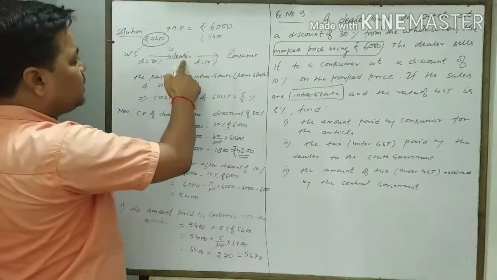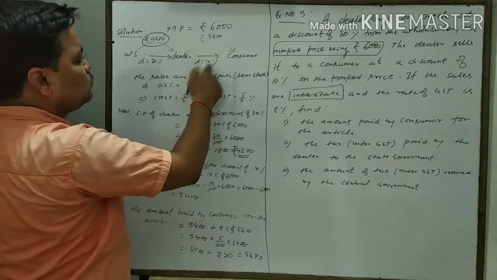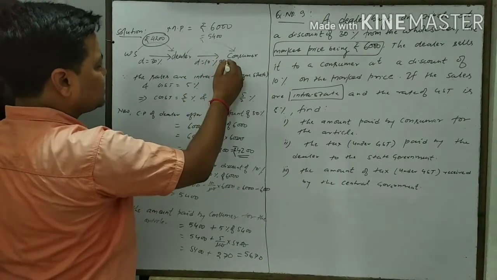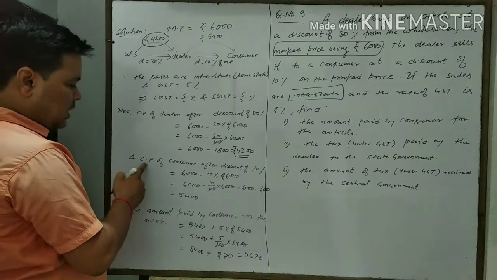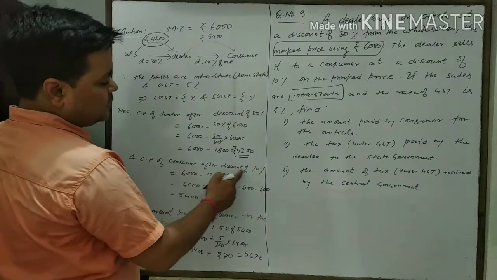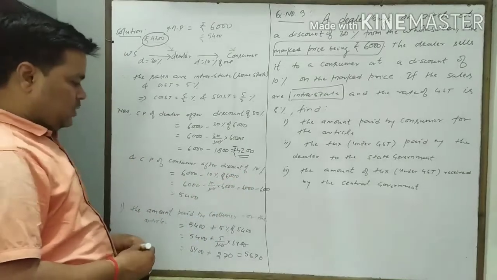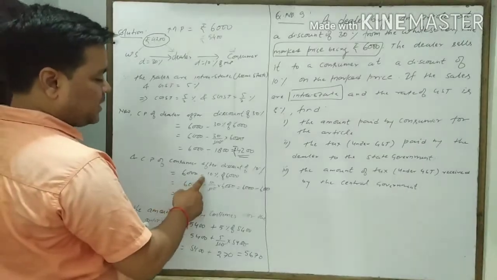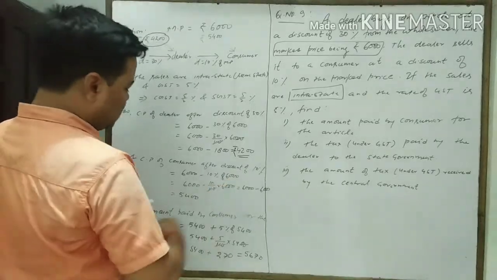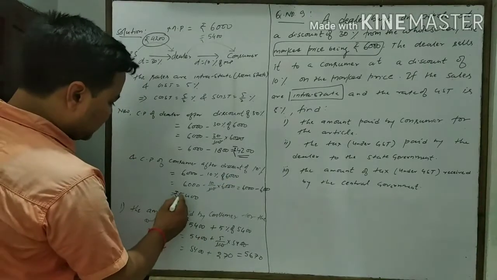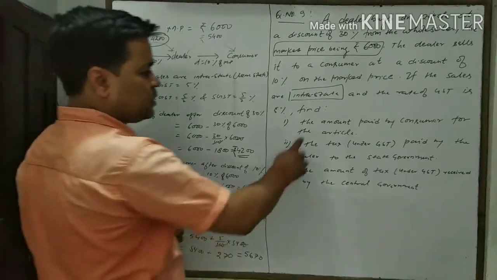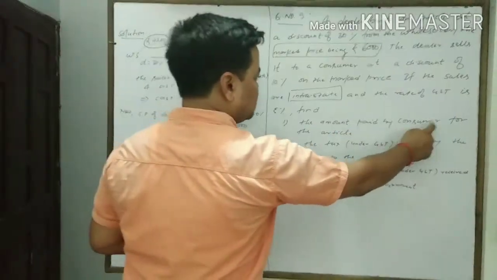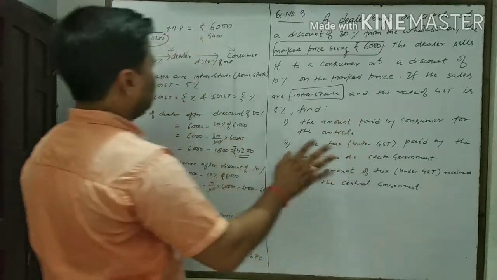Now the dealer gives a 10% discount on the marked price to the consumer. Therefore, the cost price for the consumer after the discount of 10% will be 6,000 minus 10% of 6,000, and finally its value will be 5,400. Okay. Now let us see the question: the amount paid by the consumer for the article.